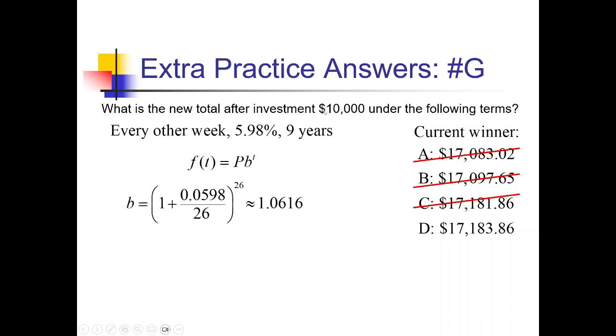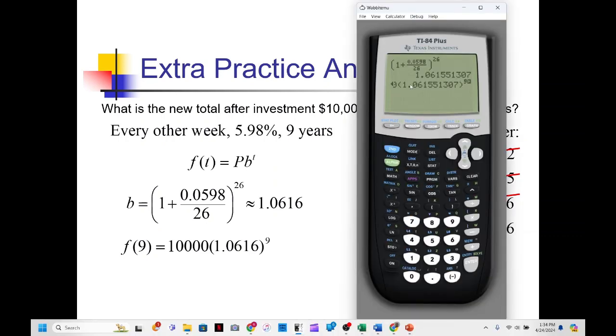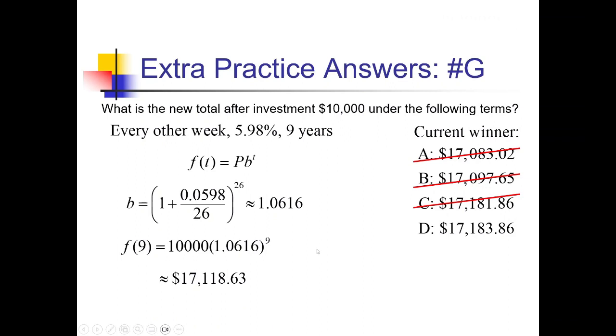So I've got now 10,000 times this number. Again, I'll use the real value in the calculator. Raised to the 9th power, because 9 years of investment. And all of that comes out to $17,118.63. Still not good enough to beat D.